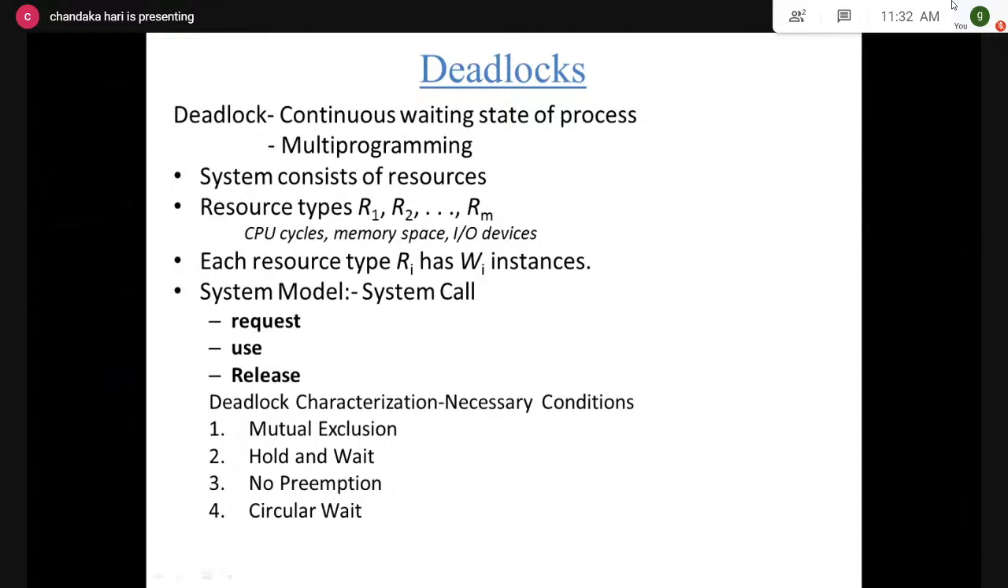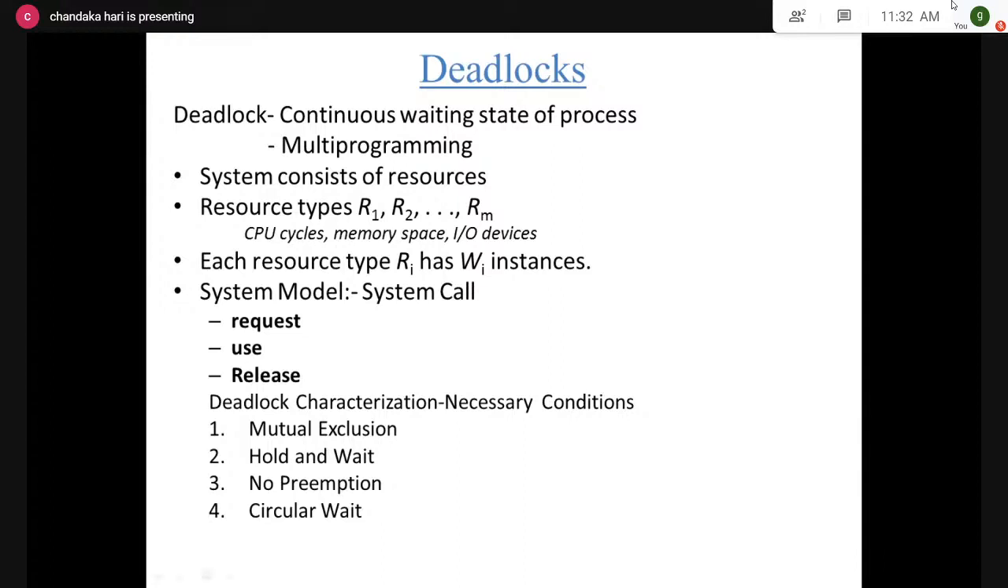Now, we'll see with an example. Deadlock with the same resource type. Suppose my computer has two tape drives, and there are two processes running in my computer system. In order to execute these two processes, they require tape drives. Process P1 requires two tape drives and process P2 also requires two tape drives.